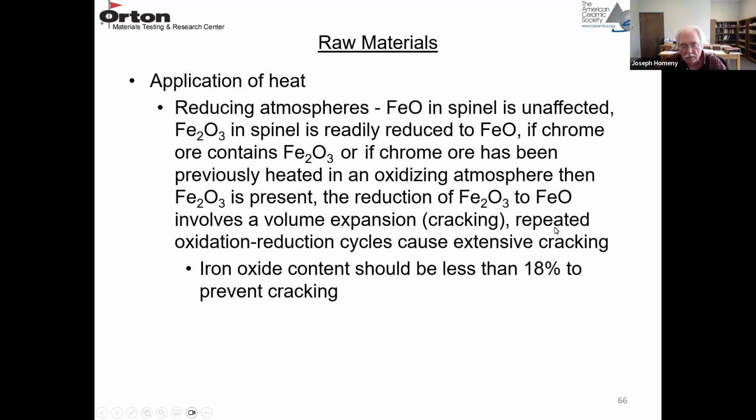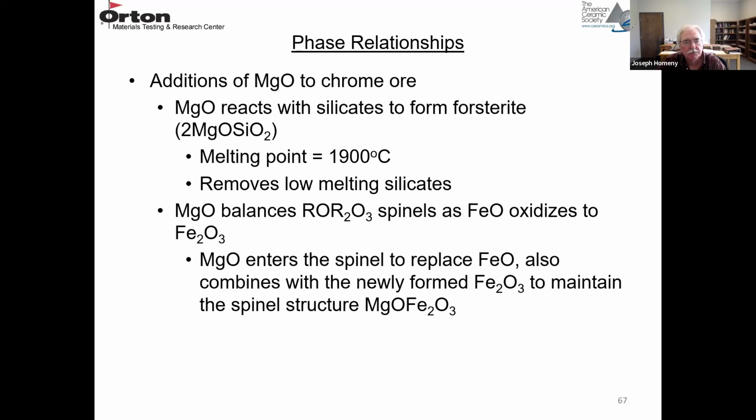So one of the problems with the chrome magnesite refractories is that repeated oxidation reduction cycles cause this cracking due to the change in oxidation state between FeO and Fe2O3. So the iron oxide content should be less than 18% to prevent this kind of cracking from these oxidation reduction cycles. So to make a chrome ore usable refractory, you have to add MgO.